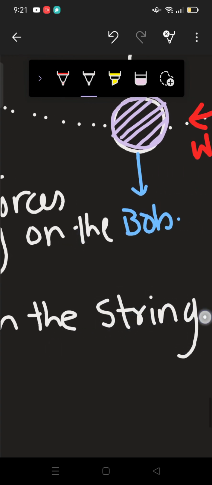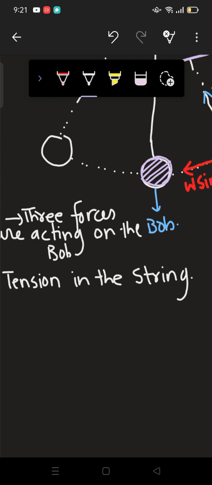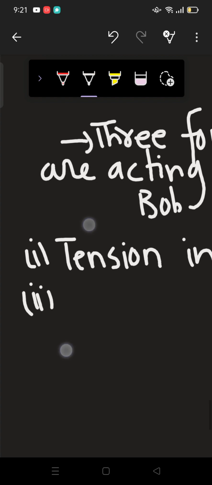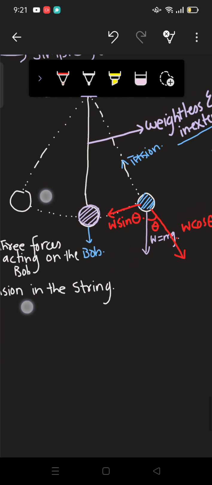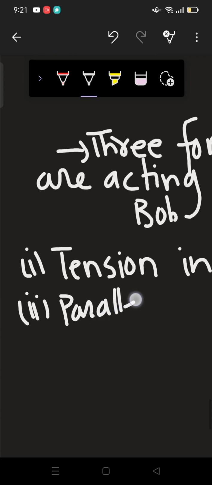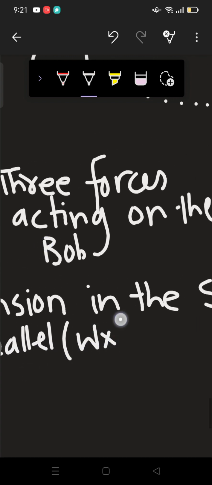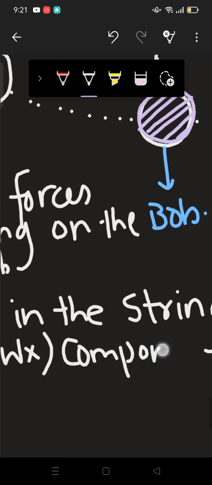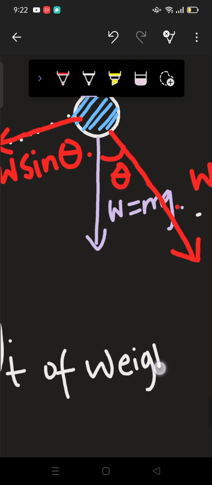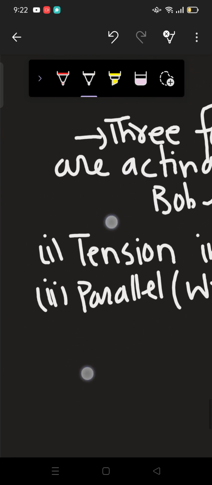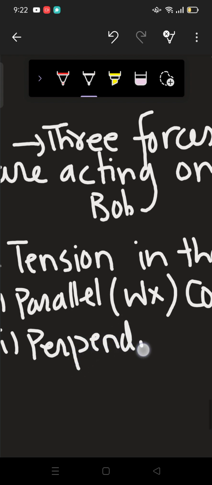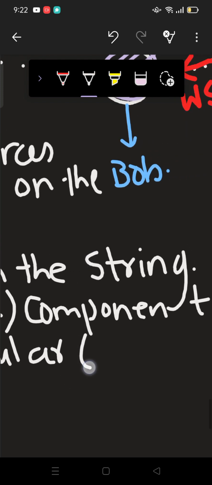The concept of tension we're going to study in very detail in the circular motion chapter, right? There we have a detailed topic in the Punjab textbook. Second, we have the force which is the parallel component of the weight, and you can see which one is the parallel component of the weight. It is W cos theta, which is the Wx component of the weight. Thirdly, we have the perpendicular component, which is the Wy component of the weight.